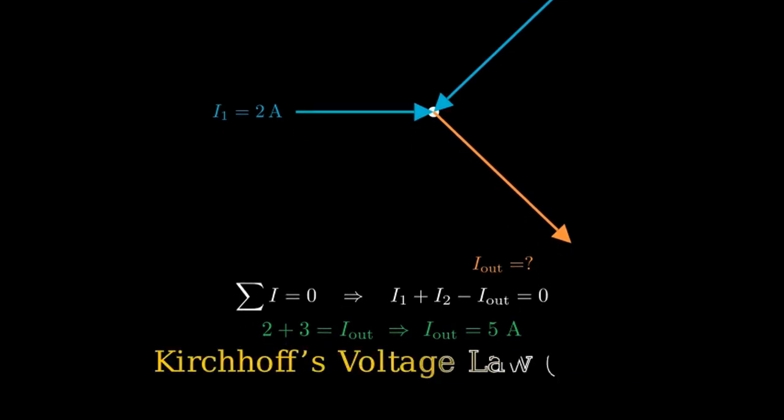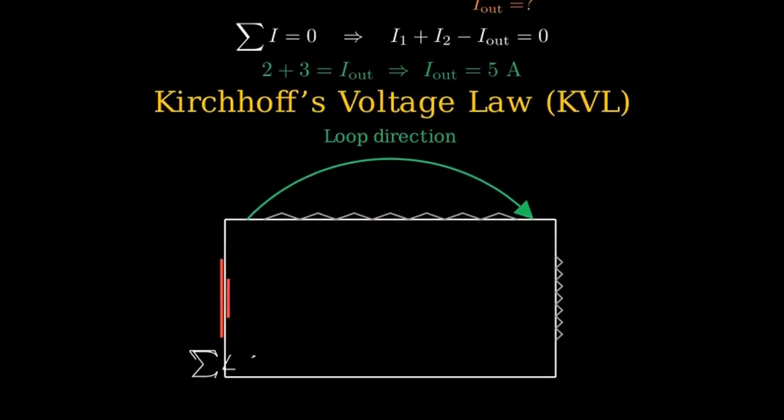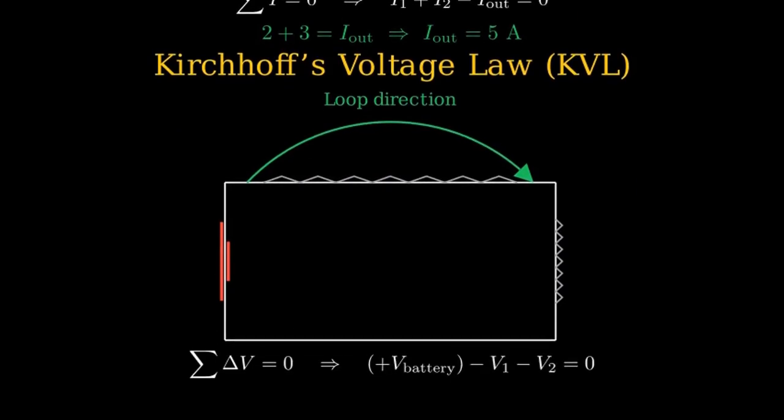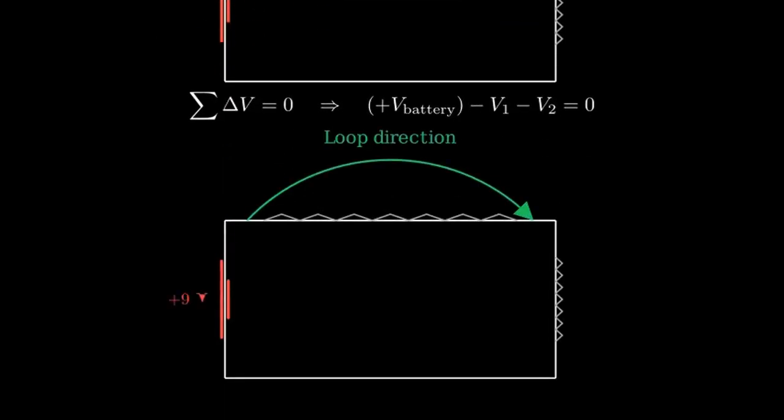Kirchhoff's voltage law, or KVL, says, in any closed loop, the algebraic sum of voltage rises and drops is zero. This is energy conservation around the loop. What the source gives, the elements in the loop must use. In symbols, sum of voltage changes equals zero. Let's draw a simple loop with one battery and 2 resistors in series and check KVL.